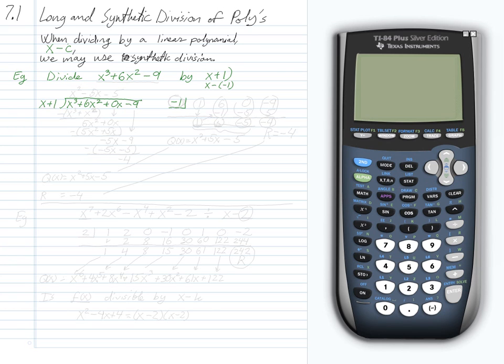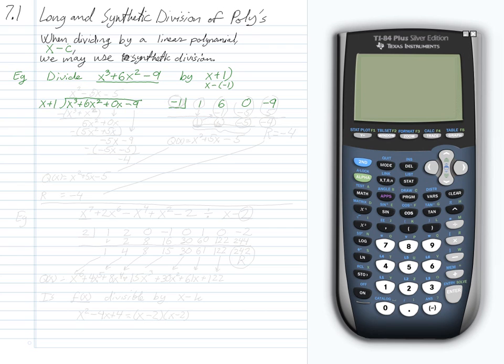Now along the top row I'm going to put the coefficients of my dividend. So I have a 1 for the x cubed term, a 6 for the x squared term, a 0 for the x term, and a negative 9.